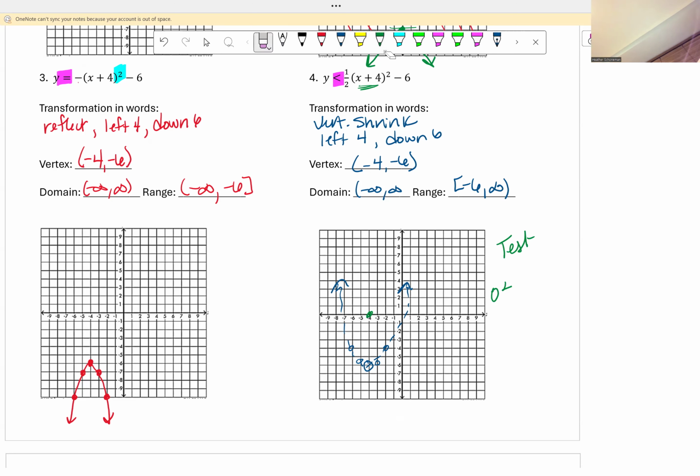So I have 0 is less than 1/2. And then 0 plus 4 is 4 squared minus 6. So I have 0 is less than 4 squared is 16. Half of that is 8, and 8 minus 6 is 2. Is 0 less than 2? Yes. So my test point is true, so this time I'm shading inside of my parabola.